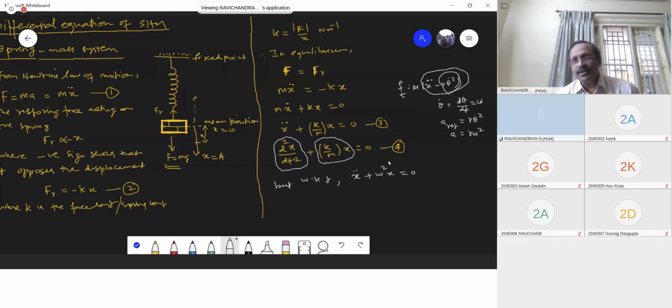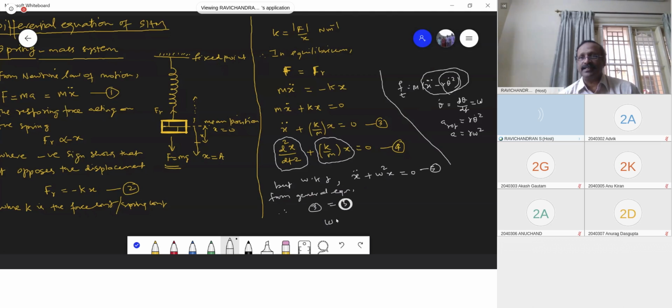For the time being, you remember this equation. You don't have to remember any of these parts now; it is not required. We know this from the general equation of oscillation. Therefore, equation 3 is equal to equation 5. So we can write here omega square is equal to k by m.